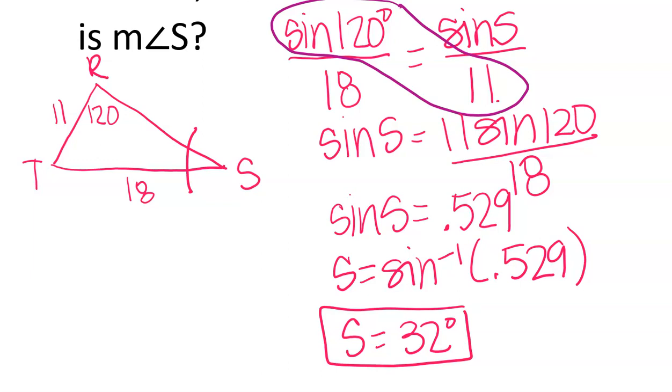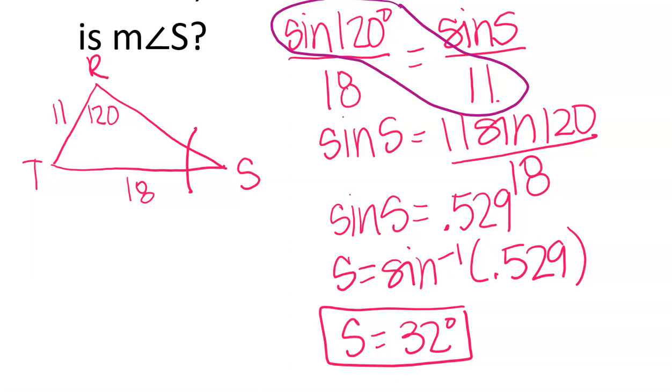Now, I want to do this one more time and show you how I do mine because I don't like writing down this extra stuff if I don't have to. So type in 11 sine 120 again, divide by 18, and just have that big number on your screen. It should be 0.529 with a bunch of numbers after it.